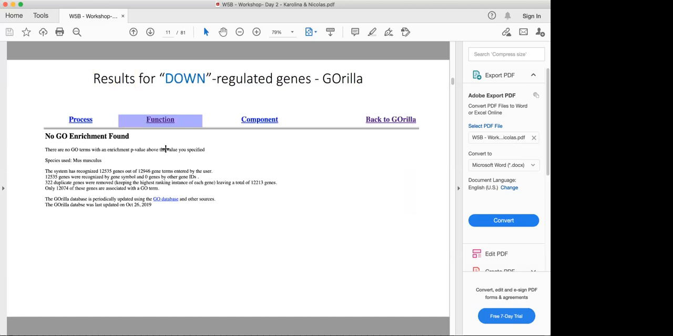Then for the function, we didn't get any results. It's fine. Maybe none of the genes was involved in those processes that are within this database.